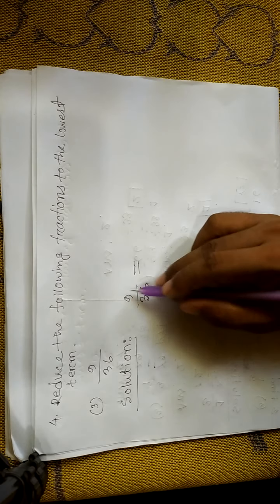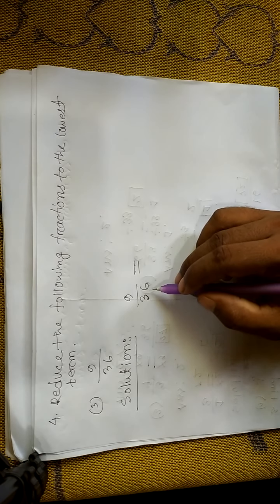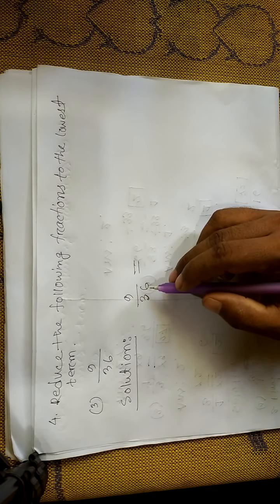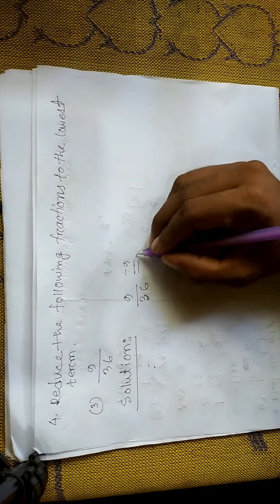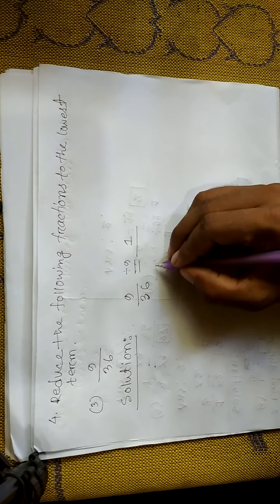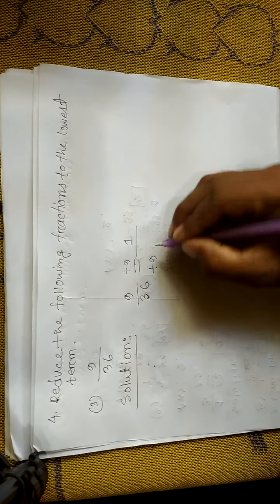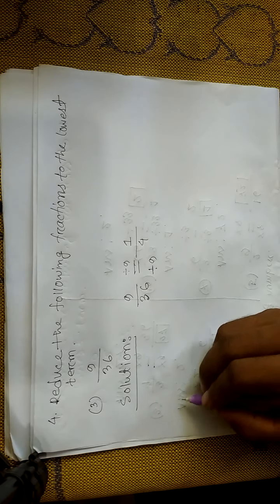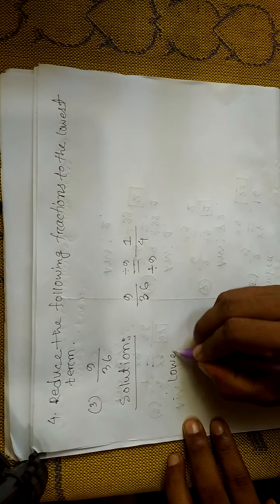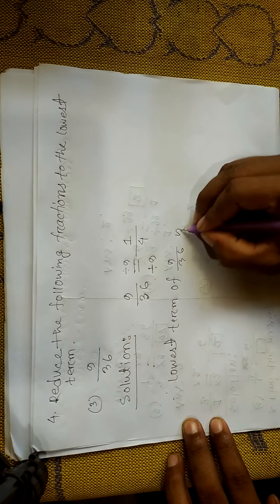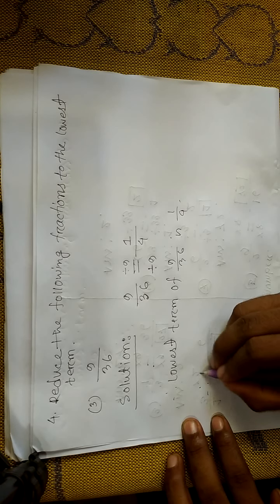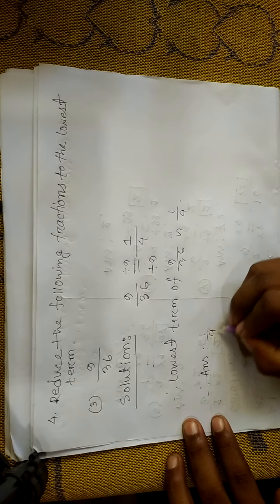Question 3. 9 by 36. Numerator 9, denominator 36. 9 is the common factor of 9 and 36. So 9 divided by 9 equals 1. 36 divided by 9 equals 4. Therefore, the lowest term of 9 by 36 is 1 by 4. So answer 1 by 4.